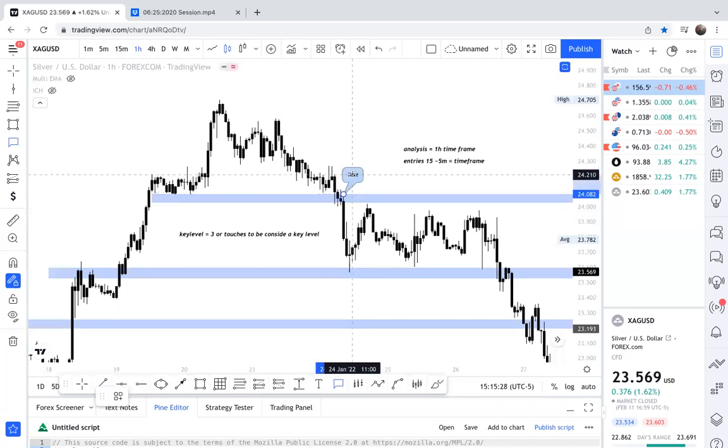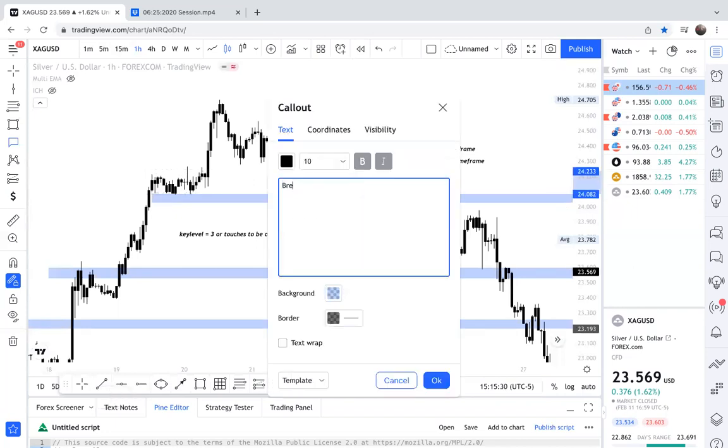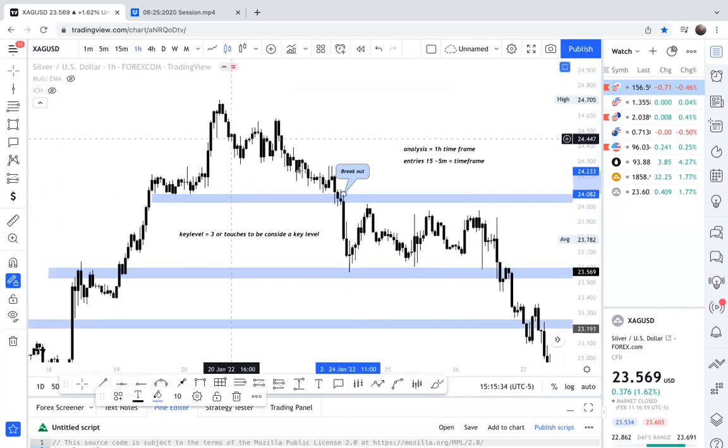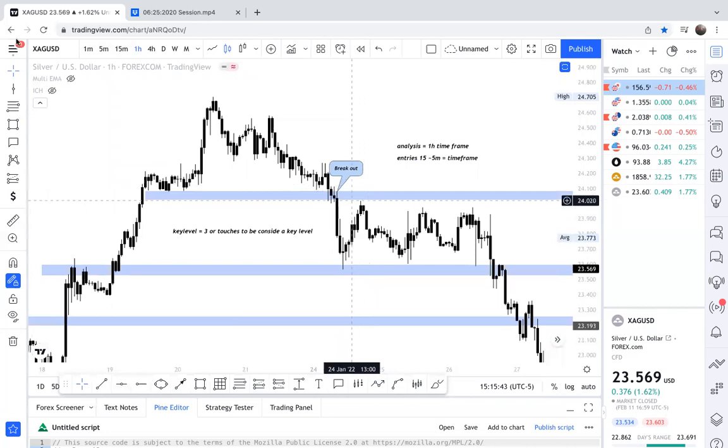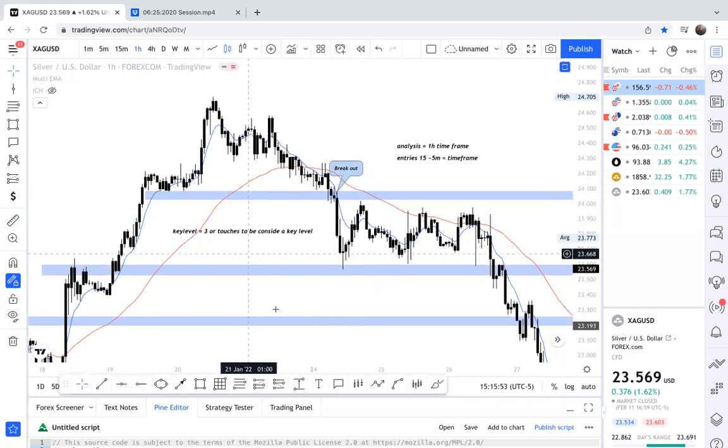Price broke this zone. Our breakout. So with price breaking this zone right here, we want to wait until price comes back down to the previous broken structure over here, and then our retest. So this is our retest. For more confluence, what we like to do is use the EMAs. A little breakdown: my 50-period EMA is the red, and my 8-period EMA is the blue.